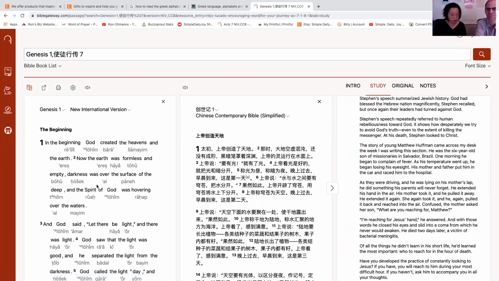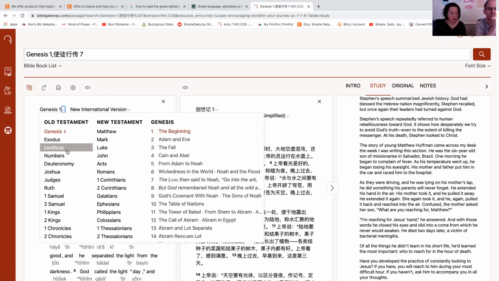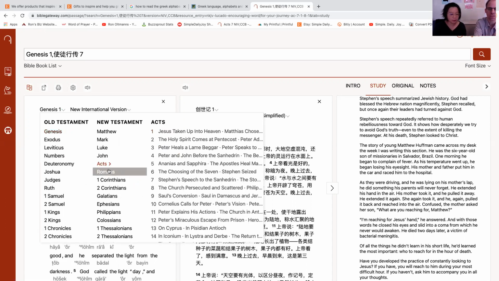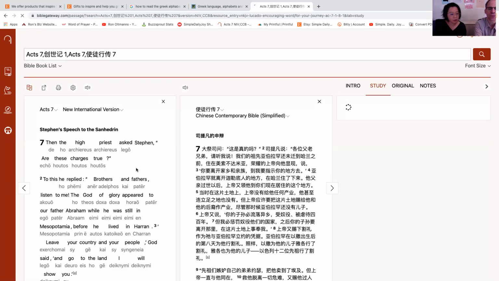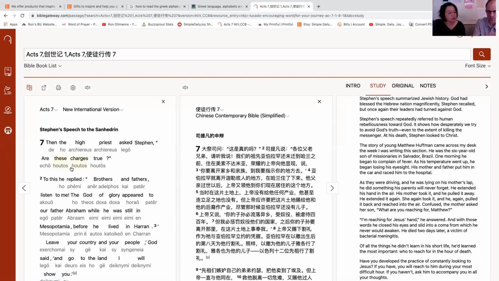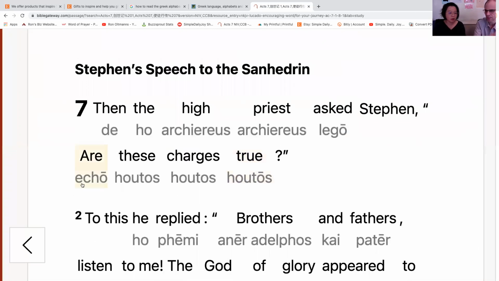It was interesting. Can I just go back to Acts 7? Sure, we can go back to Acts 7. Because I can't deal with Hebrew now. I can deal with Greek, which is already quite overwhelming. Yeah. All right. So in this one, like this word.